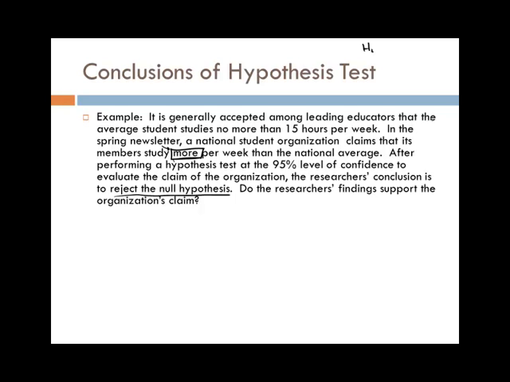So let's see what the status quo is here: the mean study value is no more than 15 hours per week. Right? No more than 15 per week. So the alternative would be the claim, which is that the average is more, at least for that organization, right? For that body of students. They claim that their average is more than 15. They perform the hypothesis test, it's all finished, and the conclusion is that we failed to reject, FTR. We failed to reject the null hypothesis.